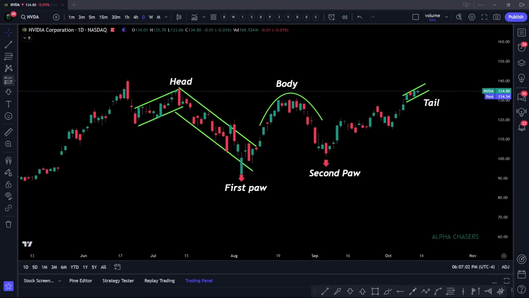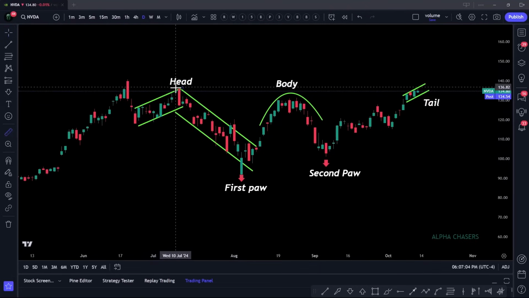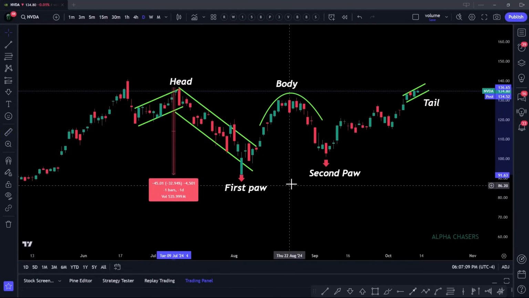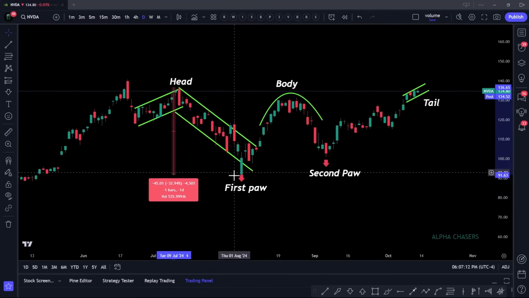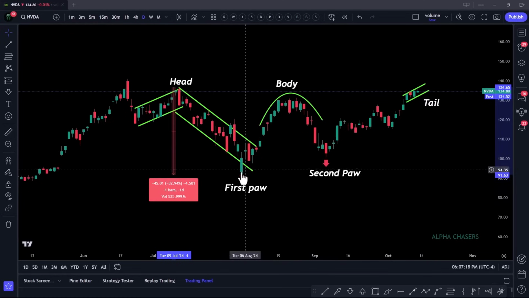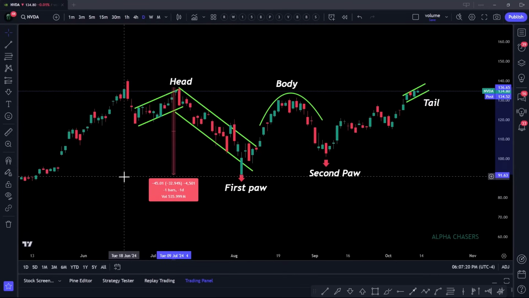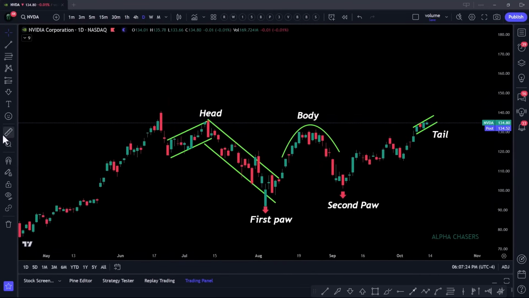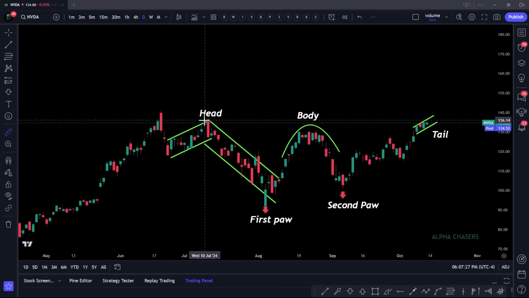So then you have that measurement down, and we're going to do it one more time so you get it: from the top of the head to the bottom of the first Paul. Even if the second Paul is lower, do the first Paul. Even if the second Paul is lower than this, which it can be, do the first Paul. You're going to get 32.94%, let's say 33%. So our target on this move is when this is over from here.